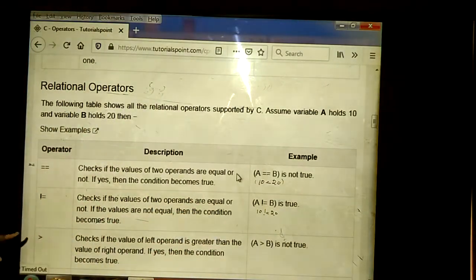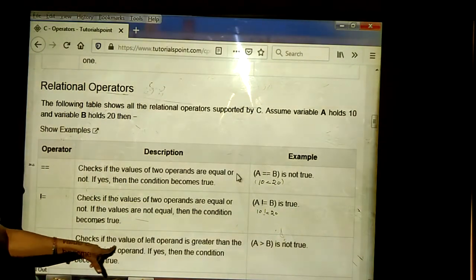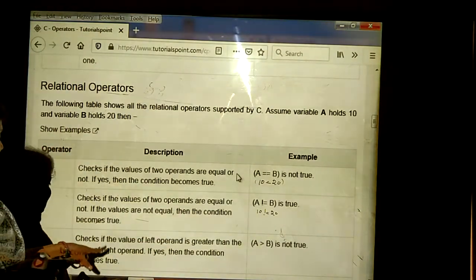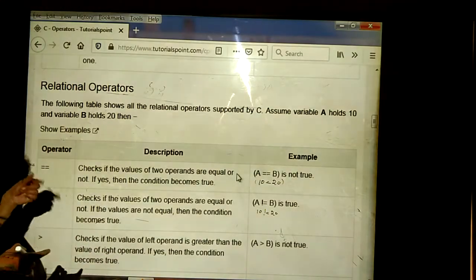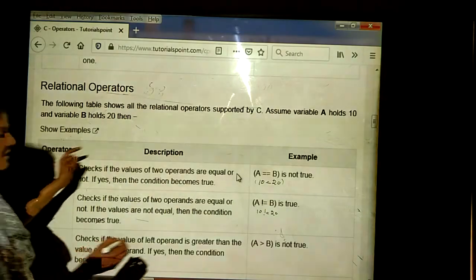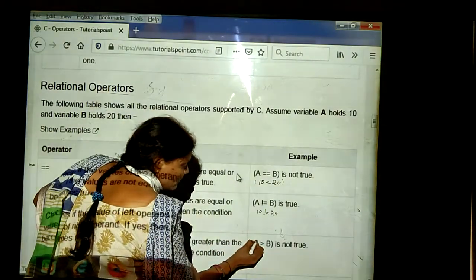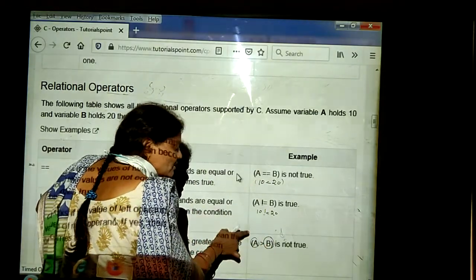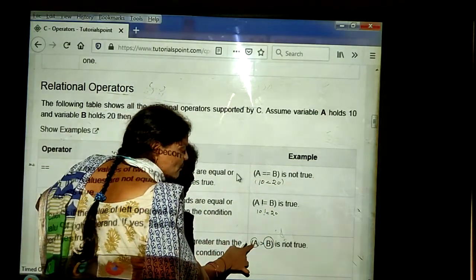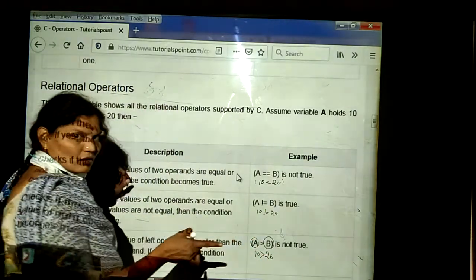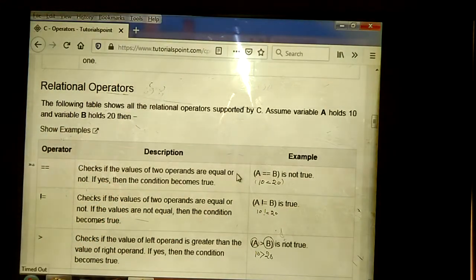Next, the greater than symbol. What is the use of the greater than symbol? It checks if the value of the left operand is greater than the value of the right operand. What are the operands here? The left operand is A and the right operand is B. Which one is greater here? Is 10 greater than 20? The condition is not true. That is the use of the greater than symbol.